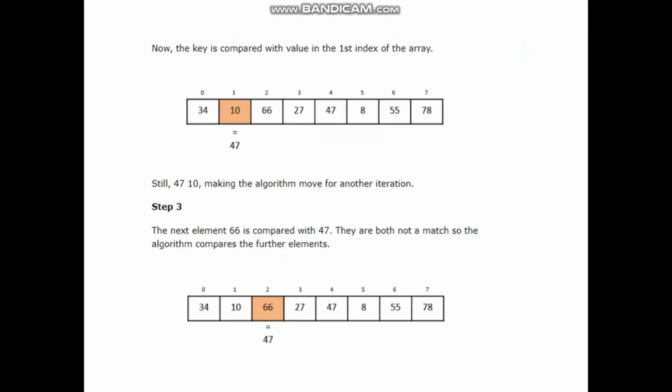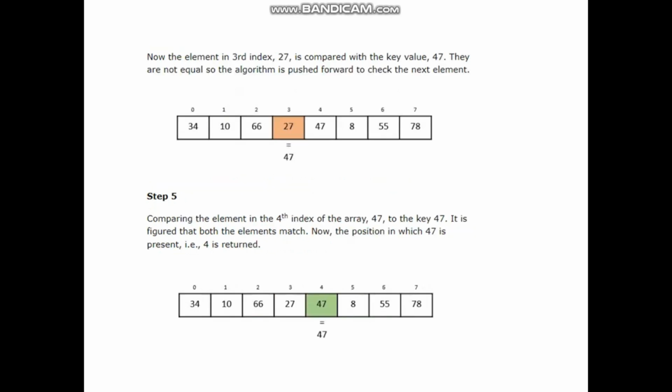We move to the next location where we have 10. 10 is also compared with 47. It won't match. Then the searching moves to the next index where we have 66. That also won't match with the item to be searched. Then the searching moves to the third location where we have 27. 27, when compared with the item to be searched, won't match.